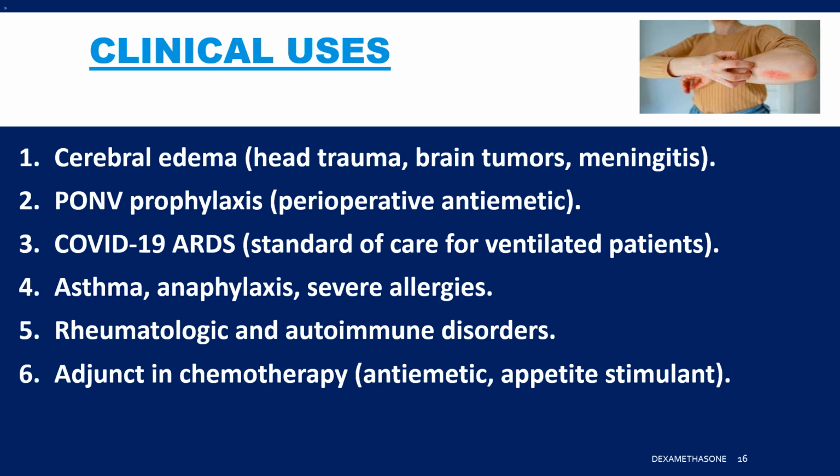5. Rheumatologic and autoimmune disorders. Dexamethasone is used to manage various rheumatologic and autoimmune conditions, such as rheumatoid arthritis and lupus, by reducing inflammation and suppressing the immune system. 6. Adjunct in chemotherapy. Dexamethasone is used as an adjunct therapy in chemotherapy to prevent nausea and vomiting, and also as an appetite stimulant to help manage cancer-related weight loss and malnutrition.